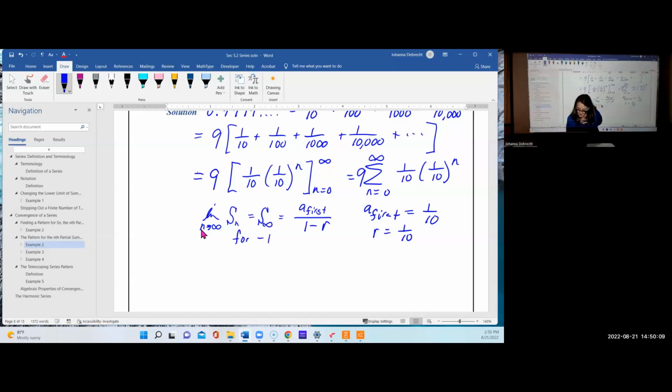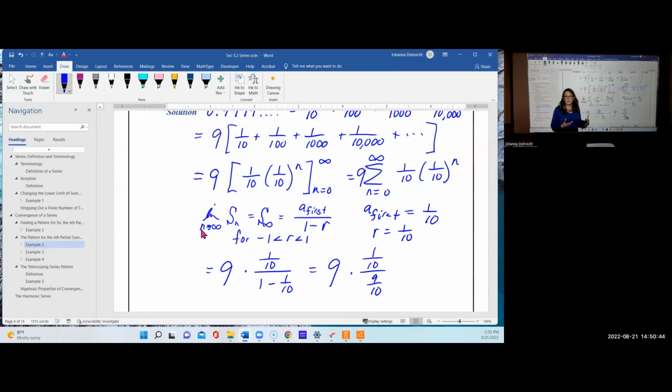So for r between -1 and 1, we have this formula, a first over 1 minus r, that we can apply to the series part. So we have the 9 at the front, still hanging out, times a first, which is 1/10, divided by 1 minus 1/10. Now, for 1 minus 1/10, you need a common denominator, which is 10. So 10/10 minus 1/10 gives you 9/10. So we still have the 9, 1/10 divided by 9/10.